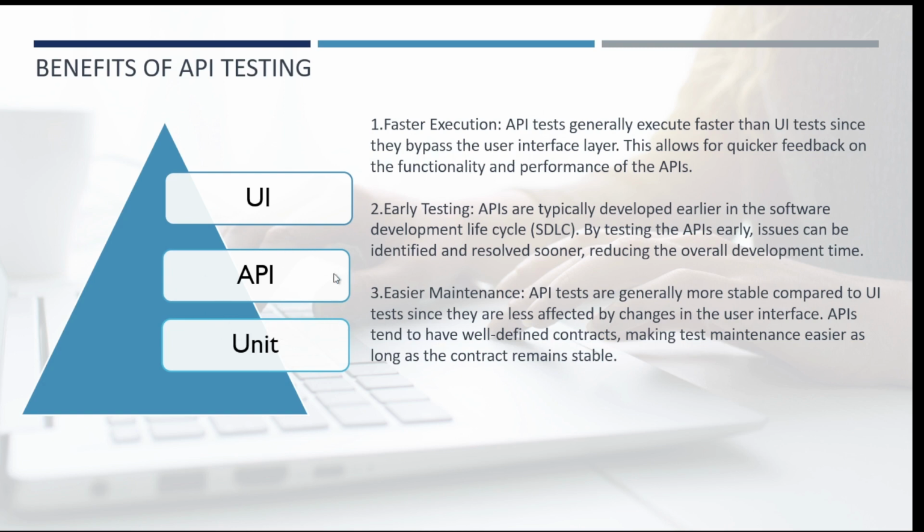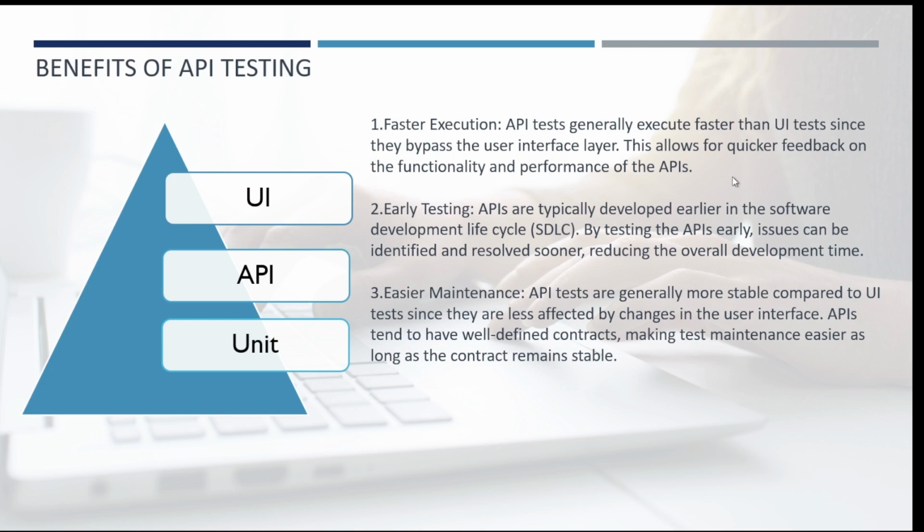So now let's proceed and talk about these benefits. So first, faster execution. API tests generally execute faster than UI tests since they bypass the user interface layer. This allows for quicker feedback on the functionality and performance of the APIs. Second, early testing. APIs are typically developed earlier in the software development lifecycle. By testing the APIs early, issues can be identified and resolved sooner, reducing the overall development time.